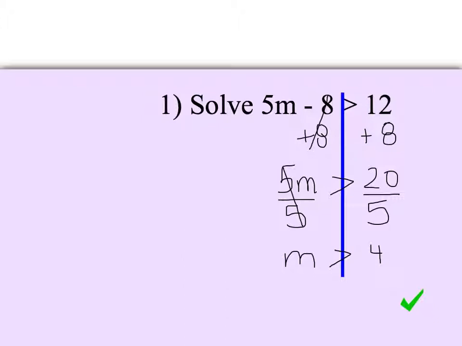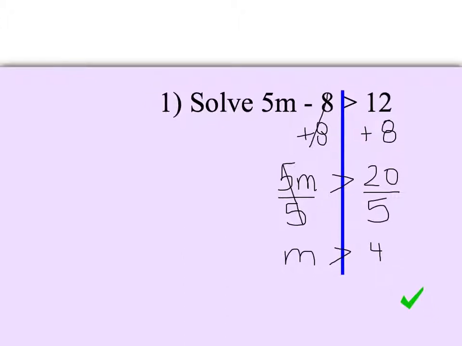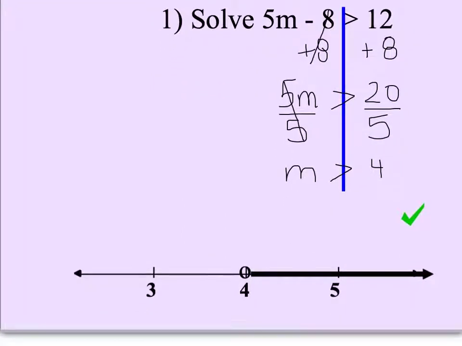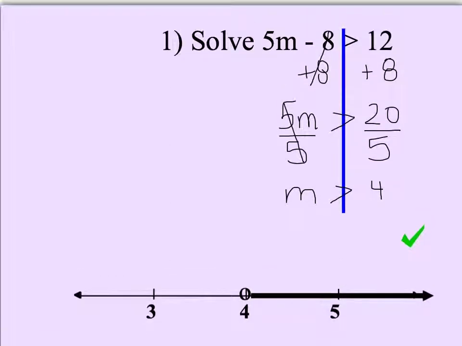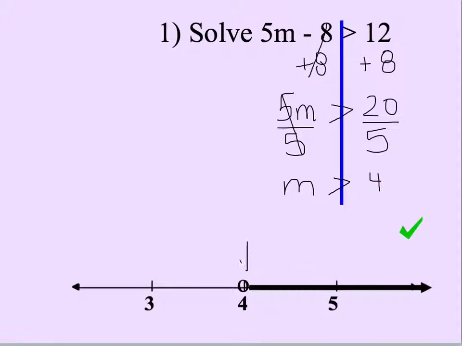Then we just want to graph it. So to graph it, we draw in a number line. We put an open circle at 4, right there. And then because m is greater than 4, we go in the greater than direction.